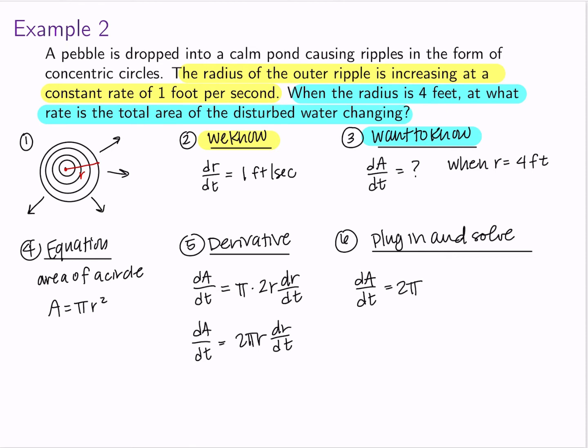What is r? What is my radius? Well, it tells me up here that I want to know the snapshot in time when the radius is 4 feet. So r is 4. And then what is dr dt? That is something I know as well. dr dt is 1 foot per second, so I'll put a 1 there. So multiply this out, I end up with 8 pi. So the answer is 8 times pi feet squared per second.